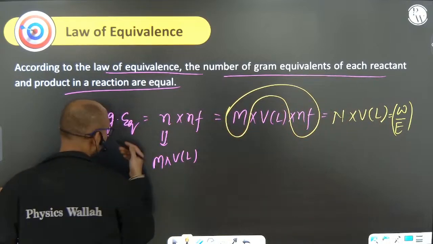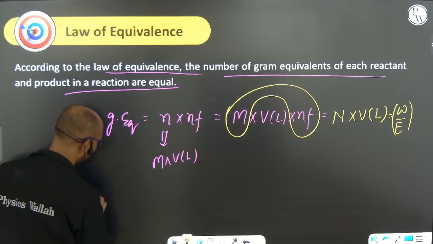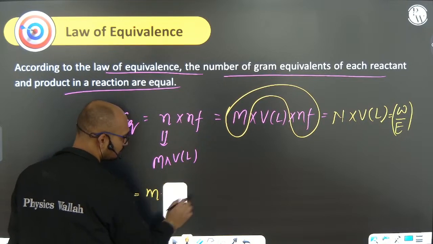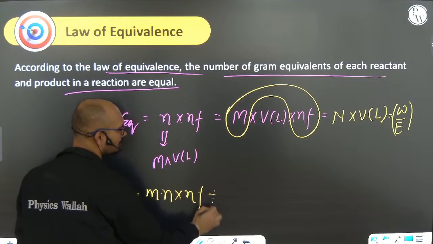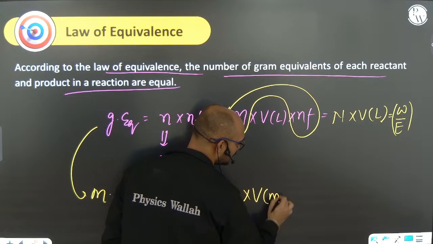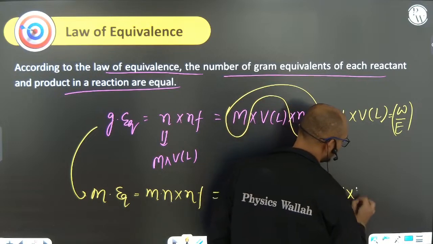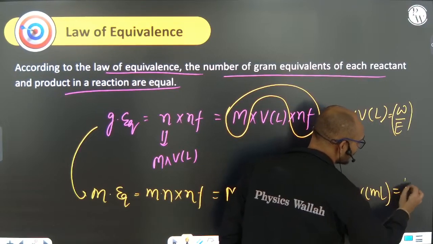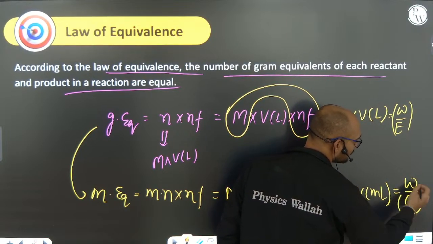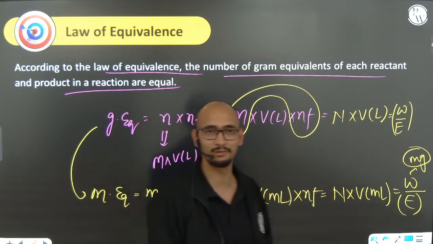Always remember. But if you have to convert into milliequivalents, n को क्या कर देना? If it is milliequivalents, it will become millimoles rather than moles, millimoles into N factor. या फिर इसी को क्या बोल सकते हो? Molarity into volume, but not in liter, in milliliter, into N factor. You can also say normality into volume in milliliter. You can also say it is W, that is mass by E. E is equivalent mass, but this will be in milligrams, not in grams. So always keep in mind these things. You have to take care about that.